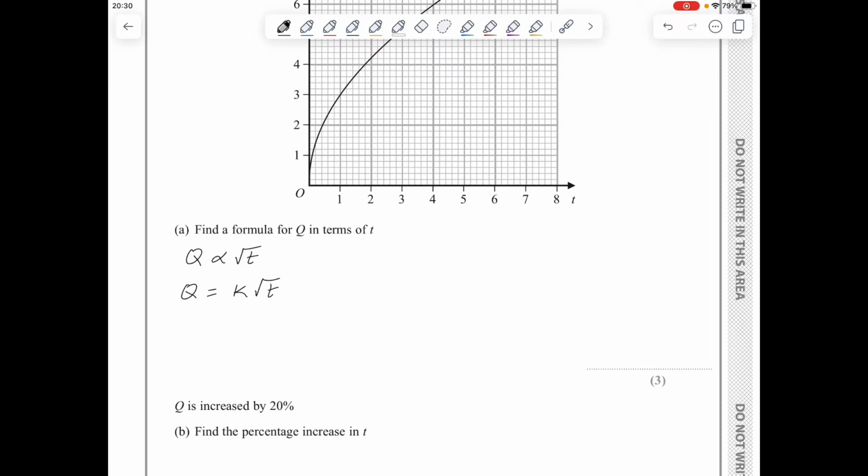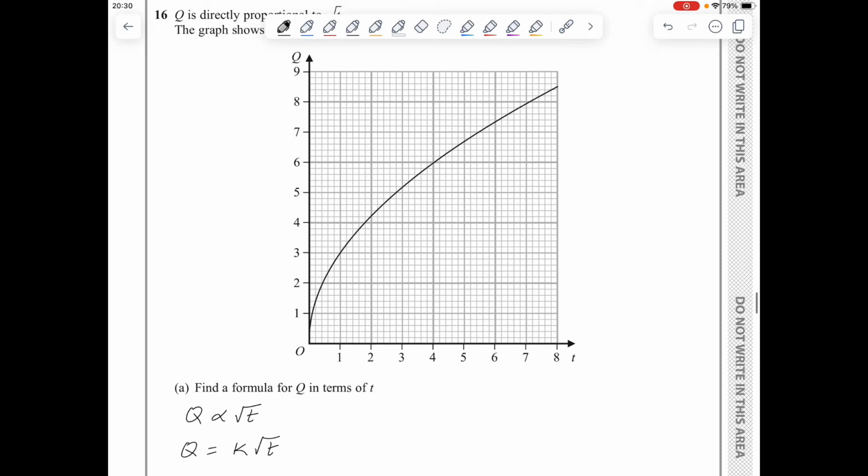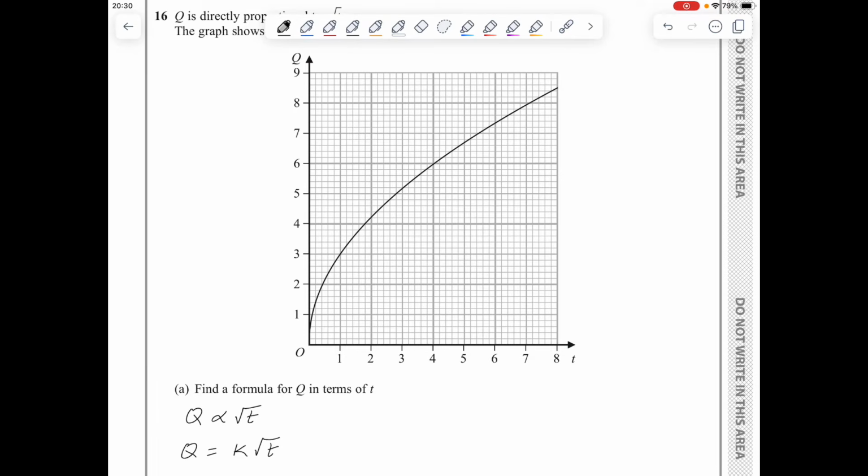Now, to find the value of k, I have to know a pair of t and q values. I'm not given a specific pair, but I'm given a whole graph. So I'm going to go on the graph and pick up a nice pair. From what I can see, this one seems to be a nice clear pair where t is equal to 4 and q is equal to 6.